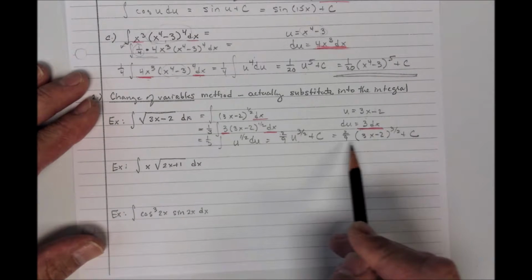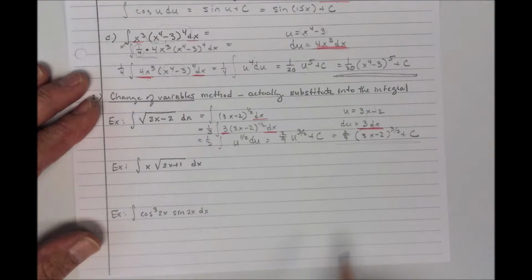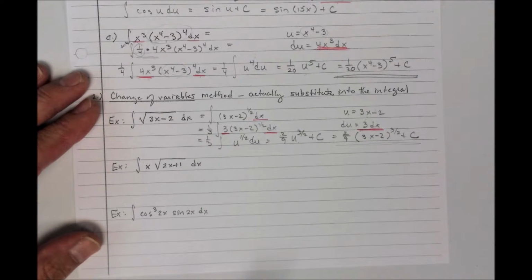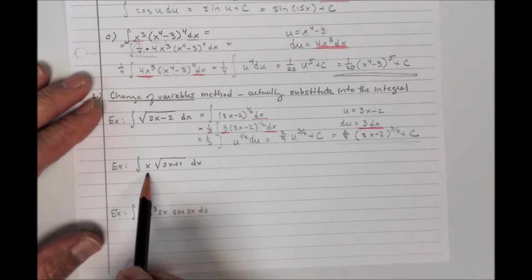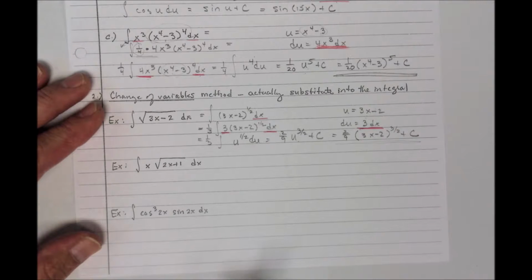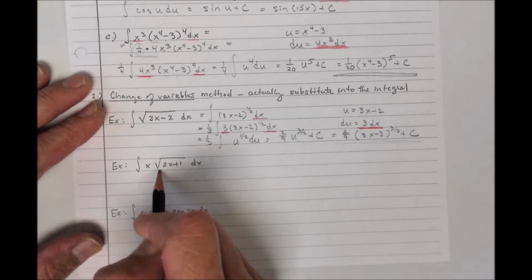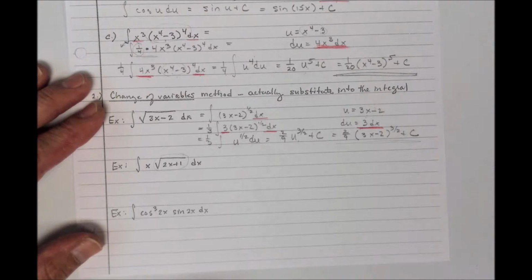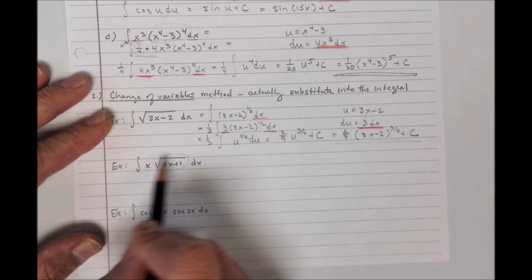There's my answer. Now this one has got a nice little twist to it, because I have an extra factor of x here that's not part of my du. So this is going to be a little bit more interesting, but still start out the same way. That's the main part of my function. It's a composite. The main part of my integrand is a composite.